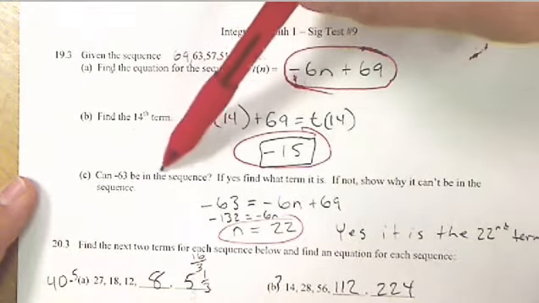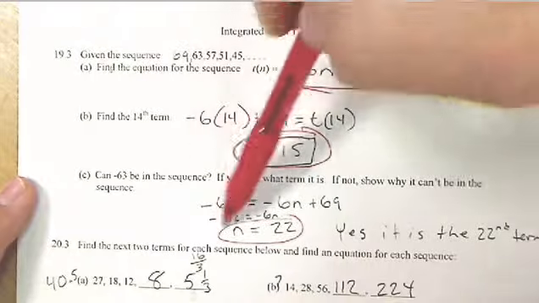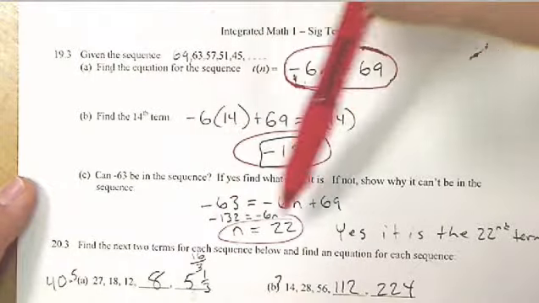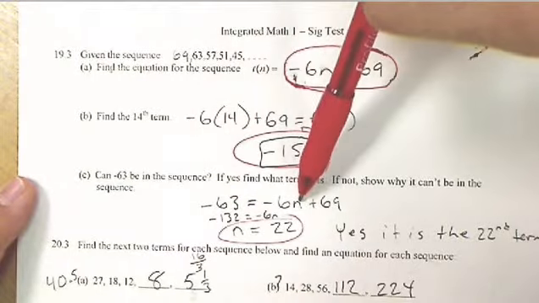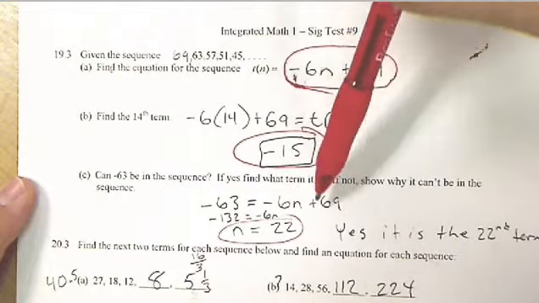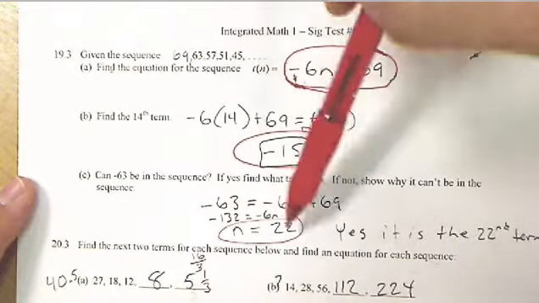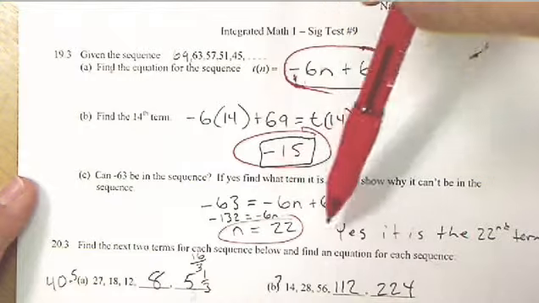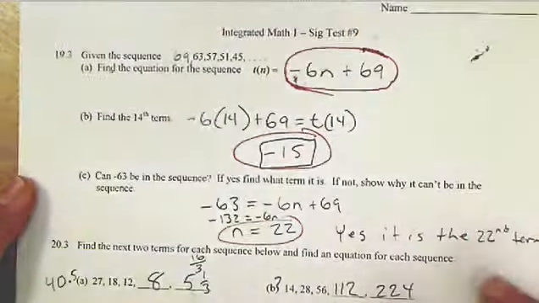Can negative 63 be in the sequence? Well, that means it has to be this side, and we have to find out what part of the sequence it is, what term. And then subtract 69 from both sides, divide, and you get 22. If it was like 22.1, no, it wouldn't be.